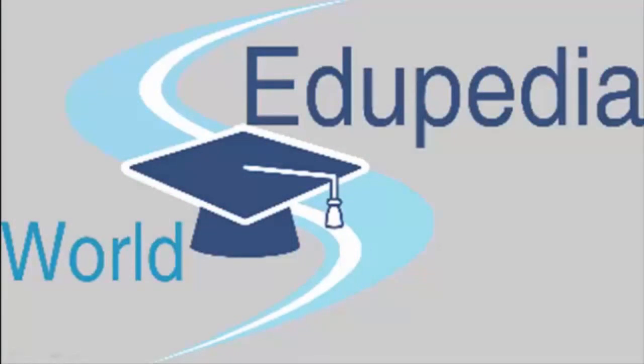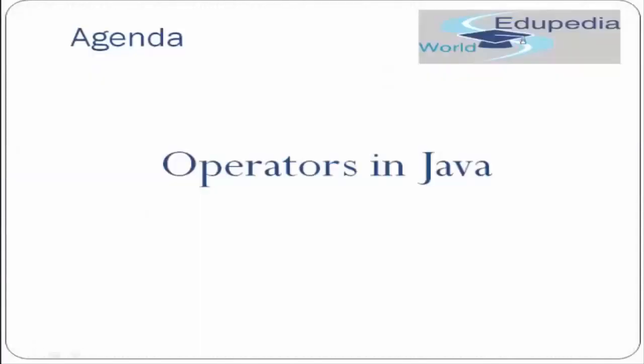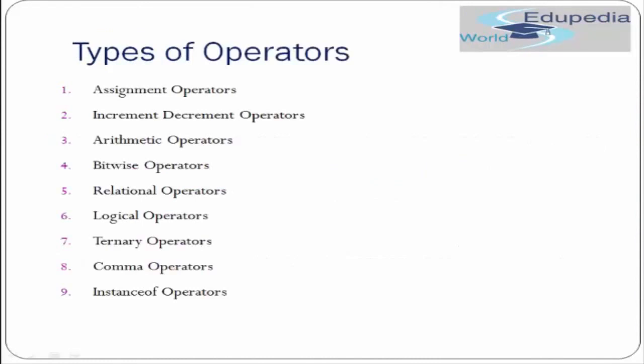This video is the last installment of the topic that we are covering, that is operators in Java. So far we have covered assignment operators, increment-decrement operators, arithmetic operators, bitwise operators, relational operators, and logical operators. In this tutorial we'll finish up by covering ternary operators, comma operators, and instanceof operators. So let's begin with ternary operators.